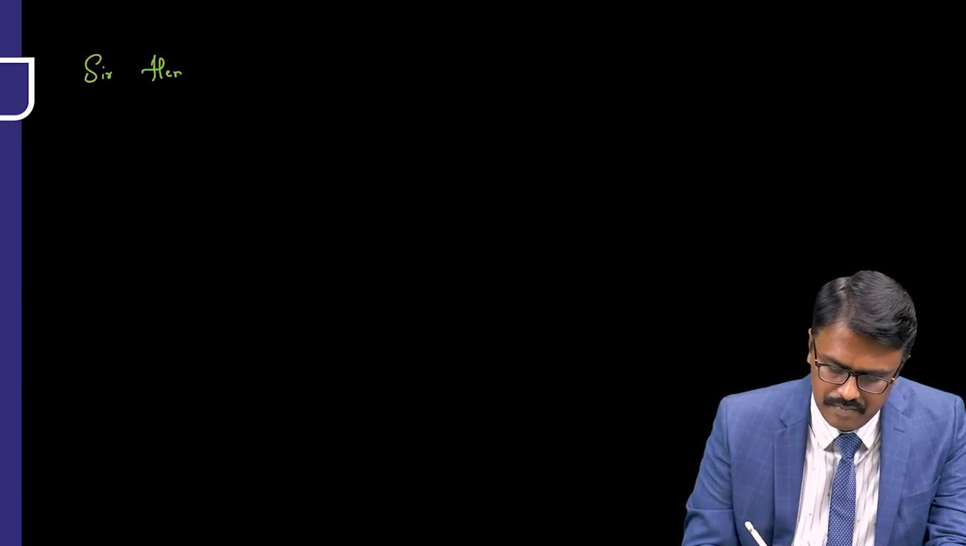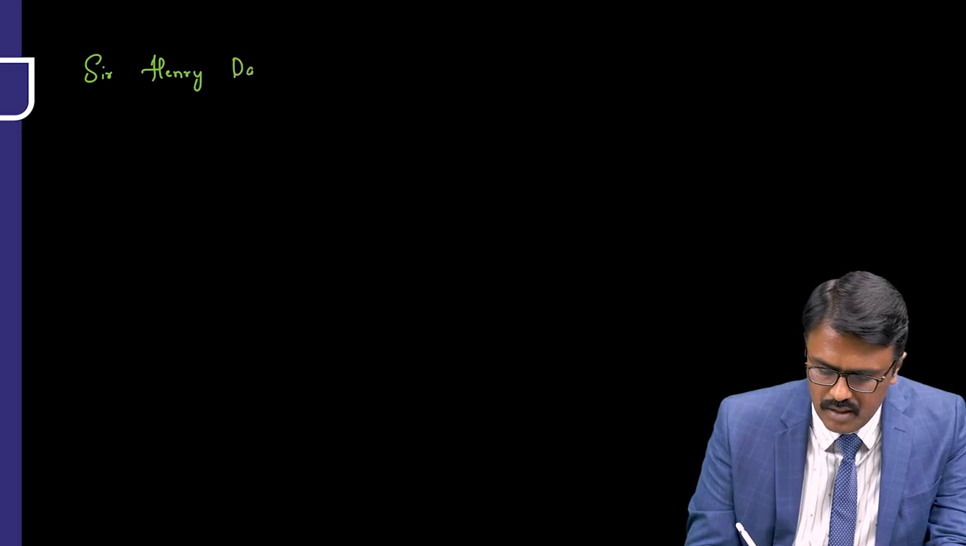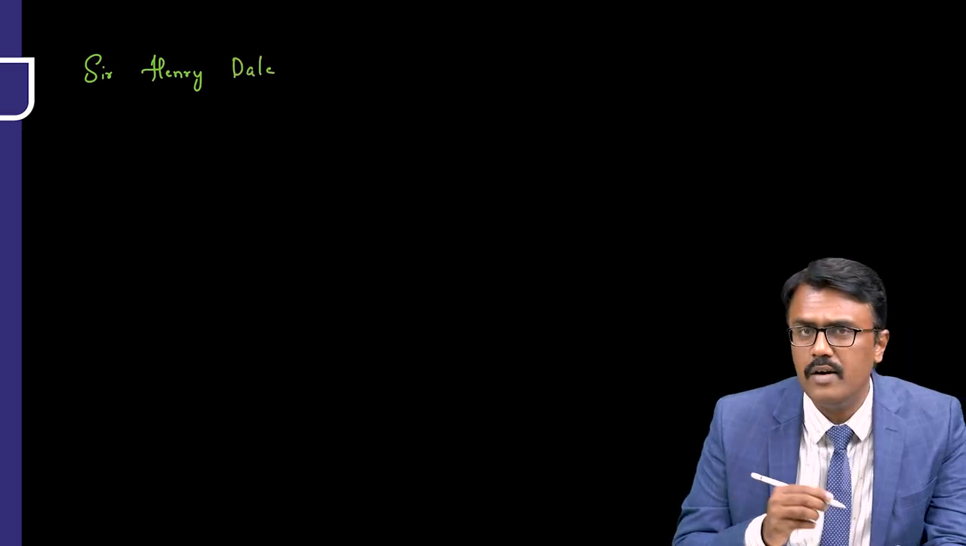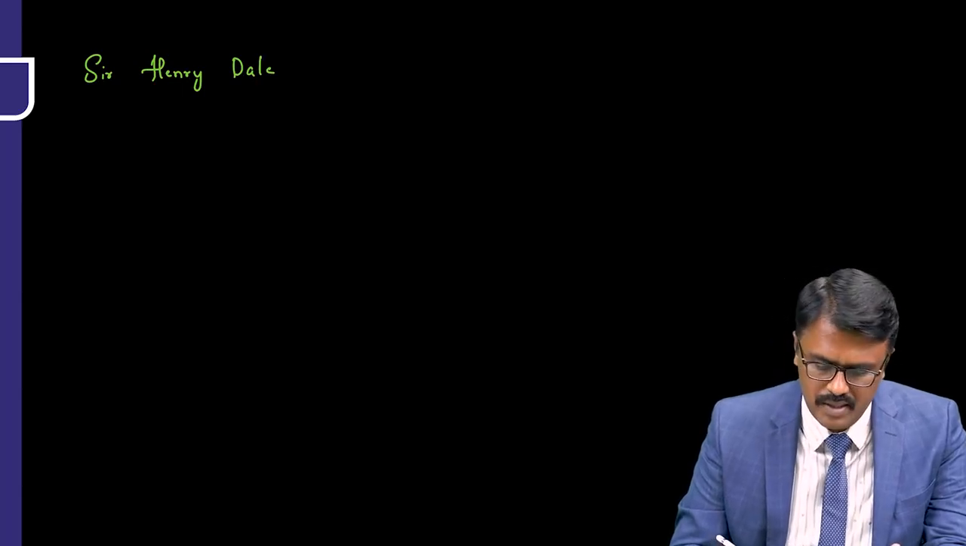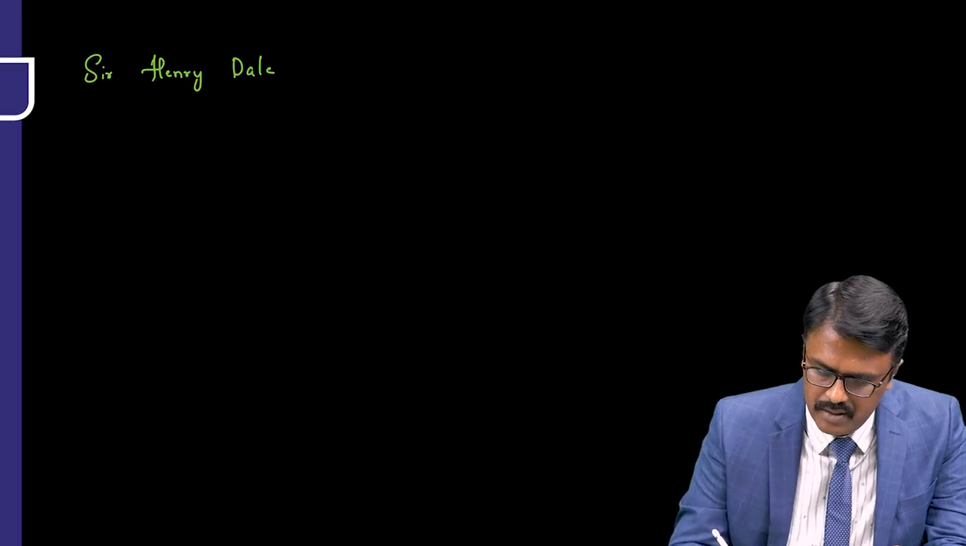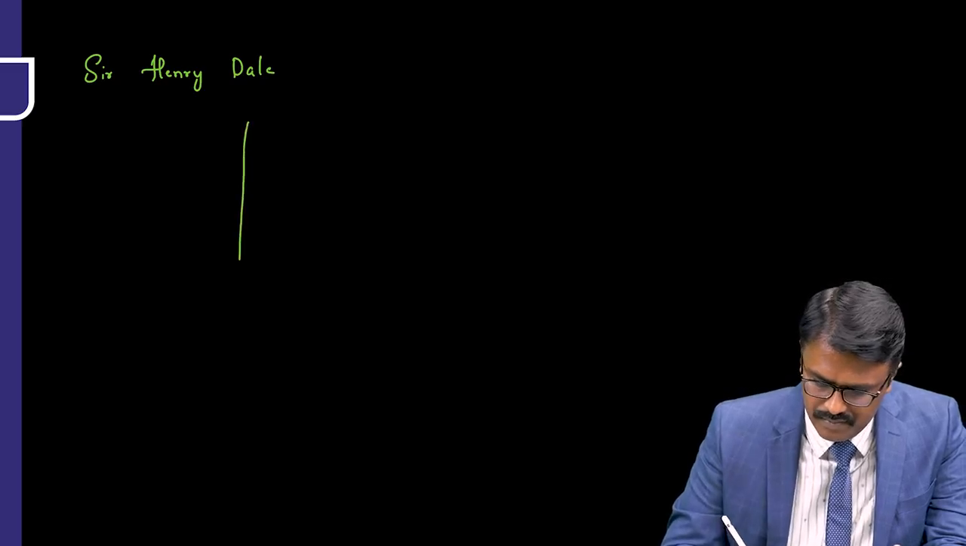Then there is a scientist by the name Henry Dale. So we call him Sir Henry Dale. Sir Henry Dale did an experiment with high dose of adrenaline. What did he do? What was Dale's experiment? Now the same experiment he did, let me write.